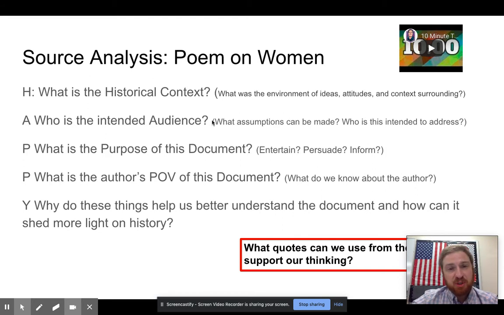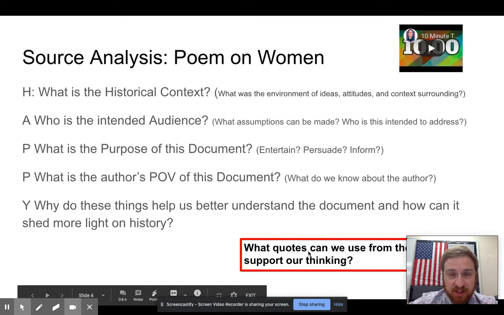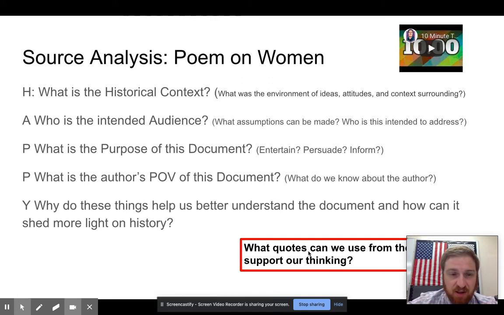There is a difference between audience itself and then the intended audience. So I would recommend also thinking about who is intended to see this versus outside audiences, especially from a historical perspective. The purpose of the document and the author's perspective, and then ultimately how does this document help us better understand history itself? You'll also want to look at quotes that can help support your thinking, because that'll be critical when it comes to our DBQs, the document-based questions.